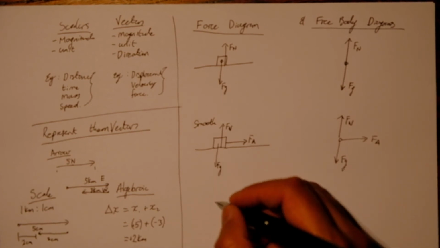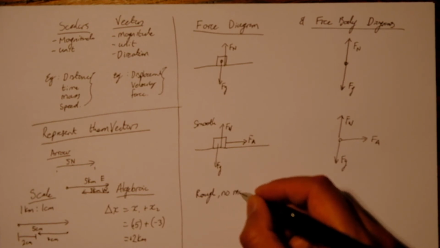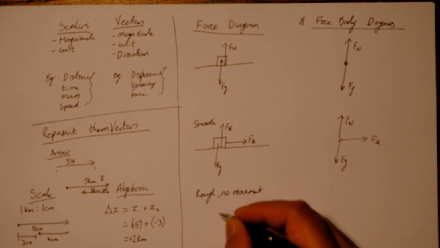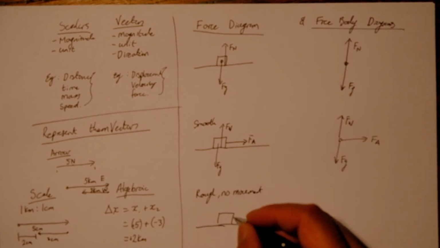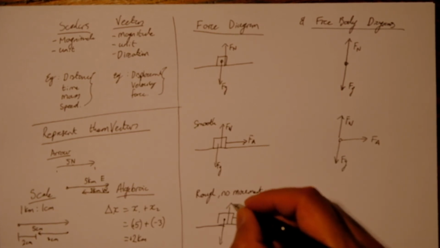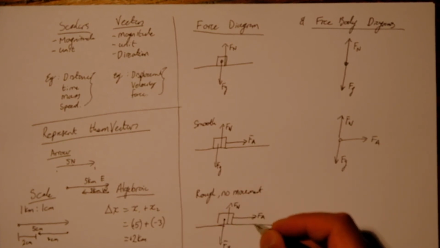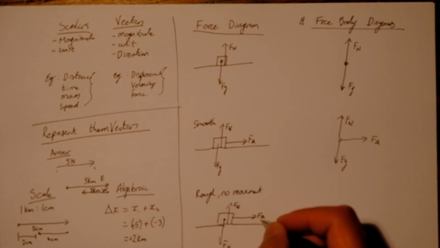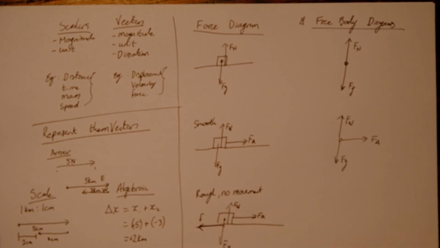Alright, now let's say there's a rough surface with no movement, and we end up getting an object on the plane with an applied force, obviously with a force of gravity and normal force. The force of friction acts in the opposite direction to the applied force. So if it's being pulled, it means that the force of friction is going to be acting in the opposite direction. So, force of friction.